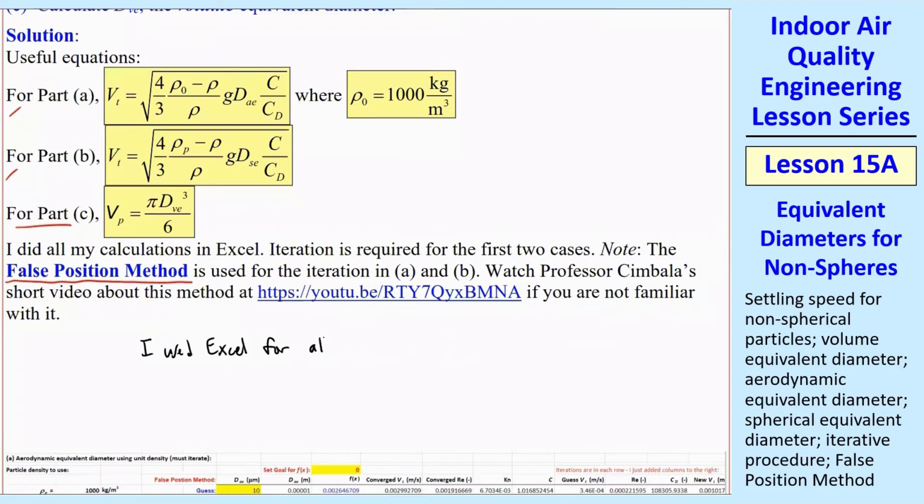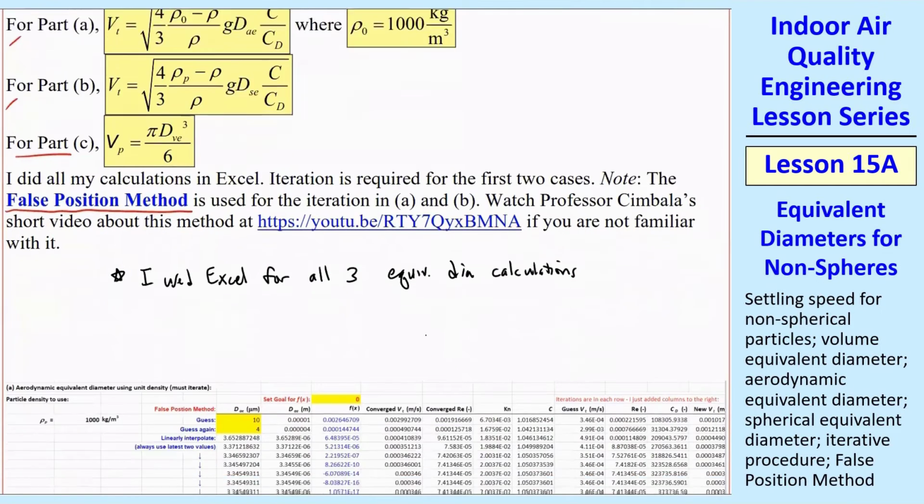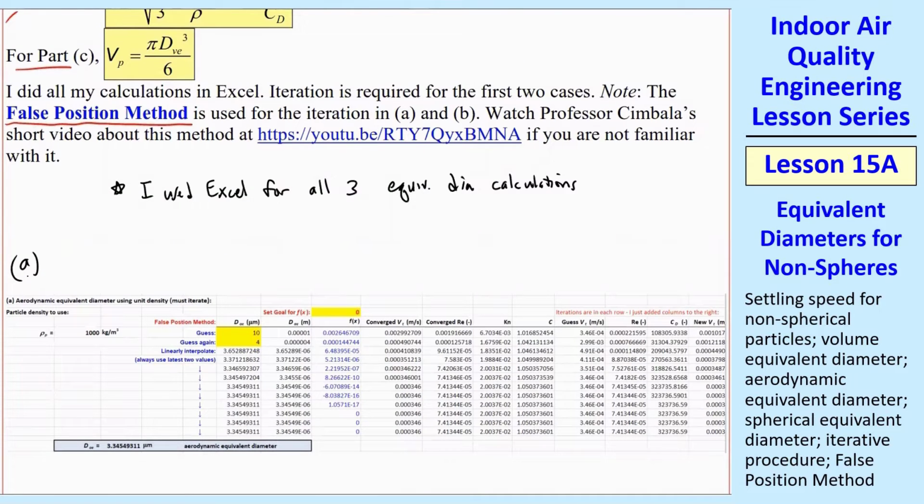I used Excel for all three equivalent diameter calculations. And here's some screenshots. Part A, this may be hard to read. I used rho P equal rho naught. There's the 1,000. And then I set up my false position method exactly the same way that I did in that YouTube video. These are the converged values of VT from far to the right, because as a kind of intermediate step, I have to do that iteration like I did in the previous lesson to calculate VT.